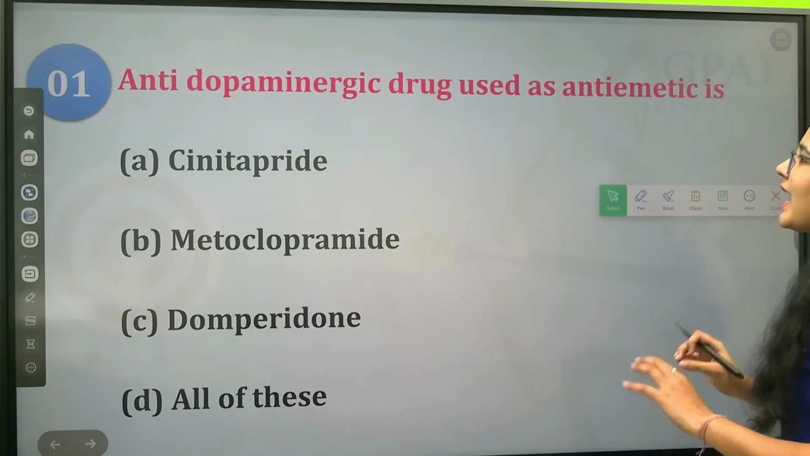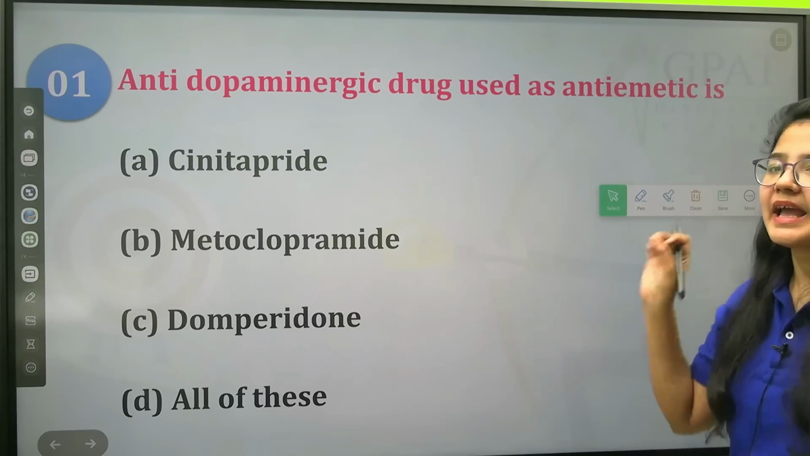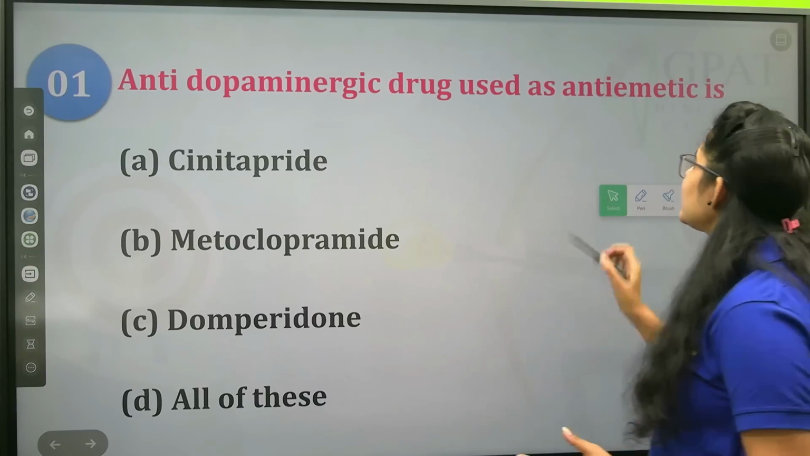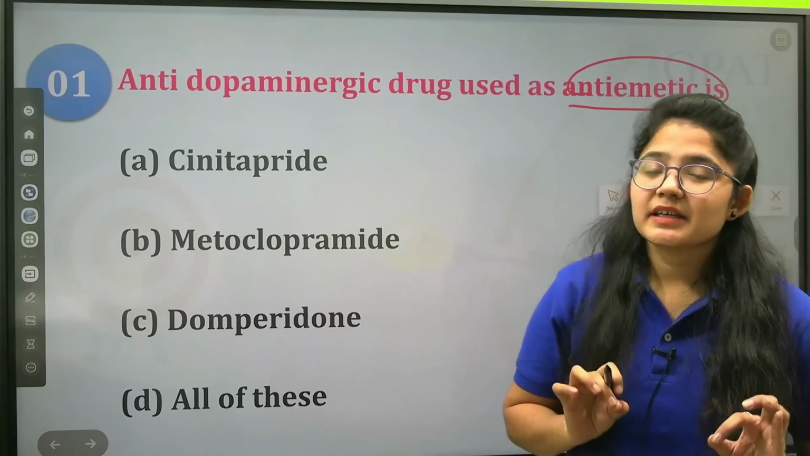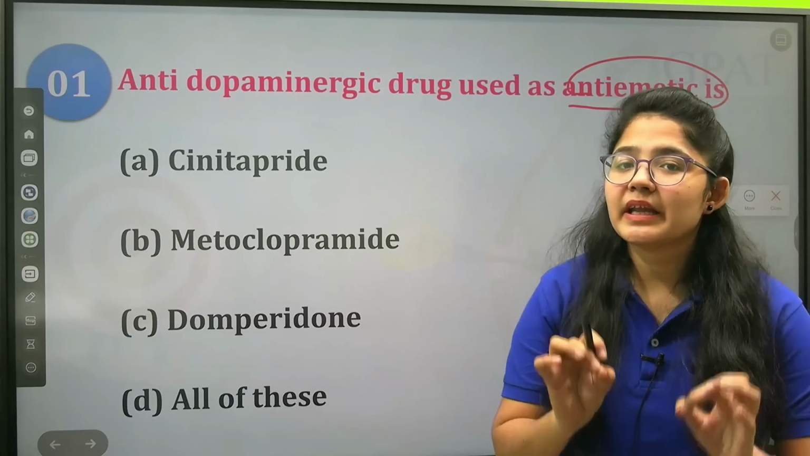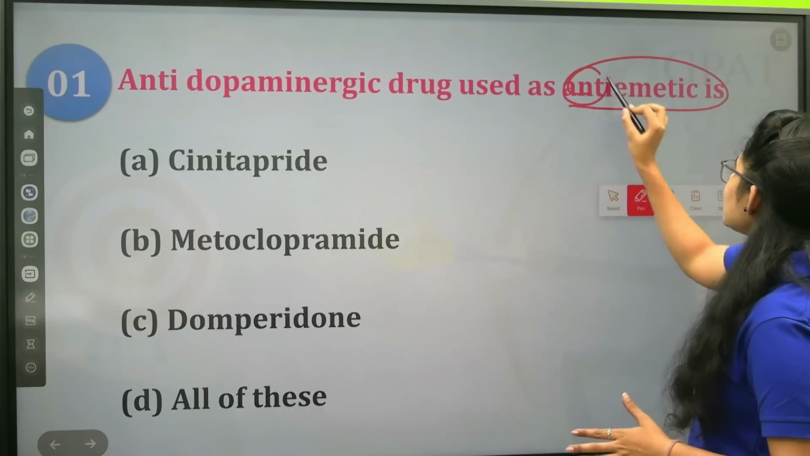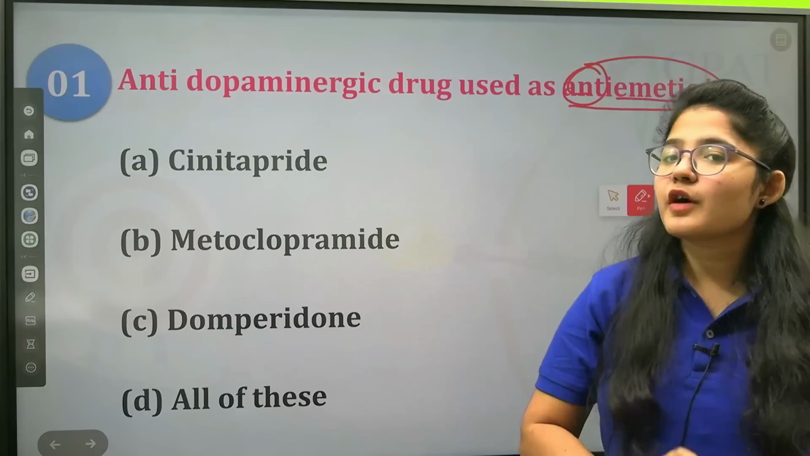Question is, anti-dopaminergic drug used as antiemetic is. Okay, first of all you need to understand what is antiemetic. Antiemetic is a drug that is responsible to inhibit vomiting. Clear? From the name you can understand anti and emetic, which will inhibit your vomiting.